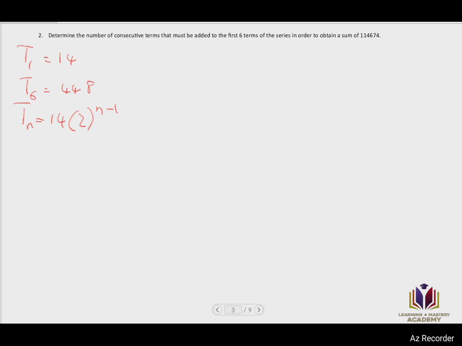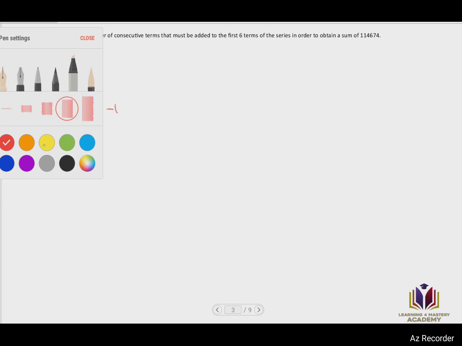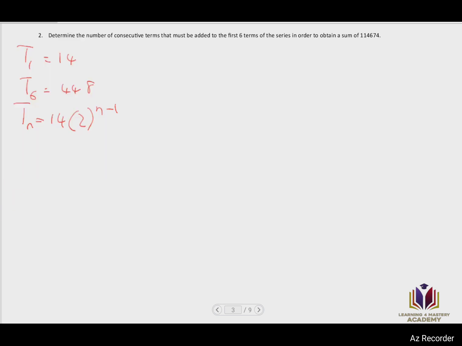Usually when I work out problems, I read the question twice, and I do that because it helps me to have a better comprehension. So I'm going to read this again. Determine the number of consecutive terms. So then I'm going to highlight this as it's important. The number of consecutive terms that must be added. So they must be added to what? To the first 6 terms of the series. So it means we have the first 6 terms of the series.